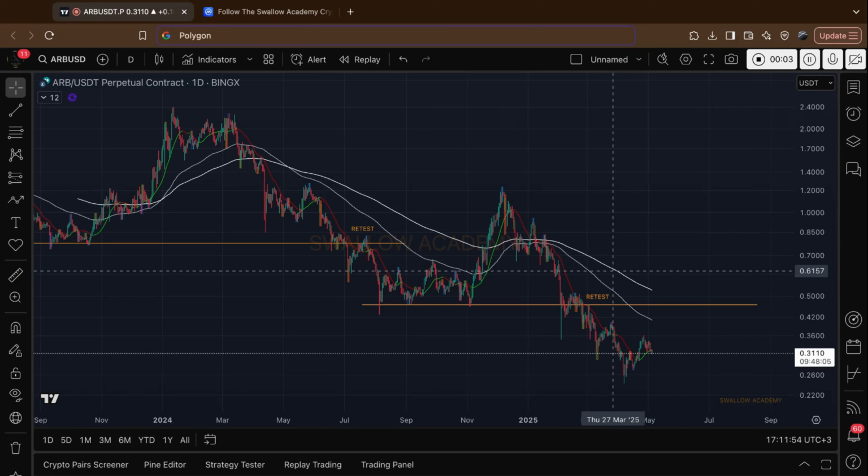Today we're taking a look at Arbitrum coin. Now, we are seeing some signs of weakness currently kicking in, which might send the price back to the lower zones of like 26, 27-ish dollars.